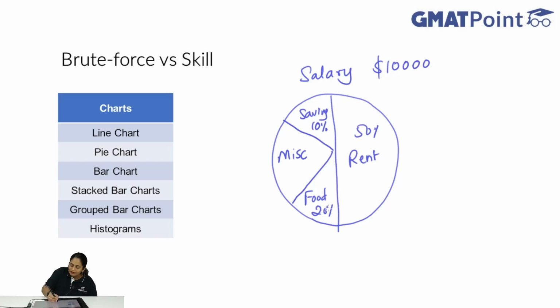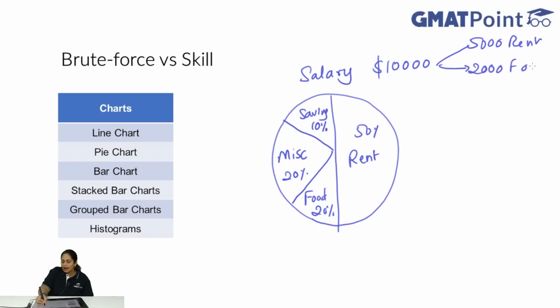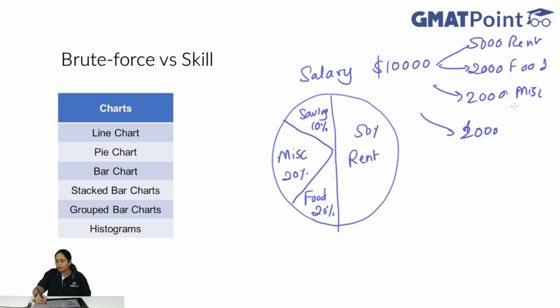So why have we used this format at all? Why was a pie chart used at all? Instead of directly giving you that, okay, salary is 10,000, rent is 5,000, food is 2,000, miscellaneous 2,000 and 1,000 saving. Why bother with a pie chart at all? Why not just directly give these numbers as such? You can make sense of the numbers also. So why give this chart at all? The reason why pie chart is given is so that you can visualize things.